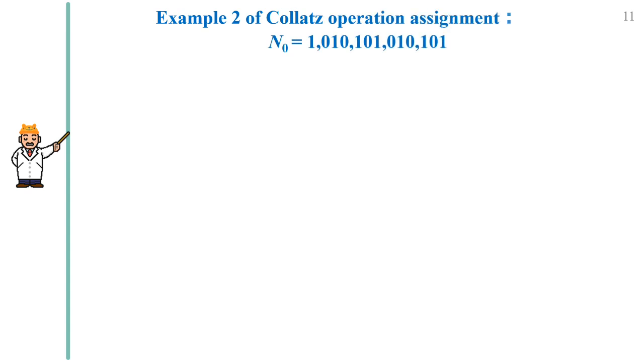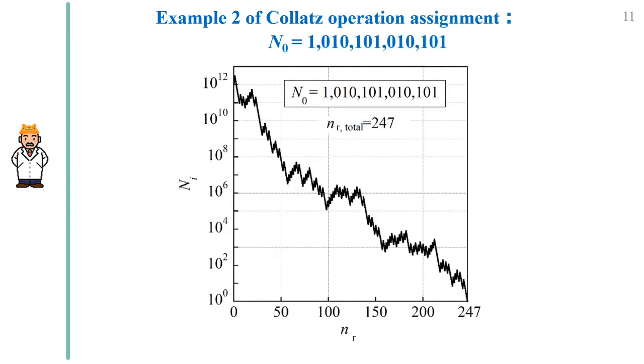The following figure shows how the calculated values change in the iterative calculation when the initial value n sub 0 is equal to 1,10,101,010,101. In this case, the calculated value reaches its maximum at the very first calculation, and after that, while repeatedly making small upward and downward fluctuations, it steadily decreases and eventually reaches 1.